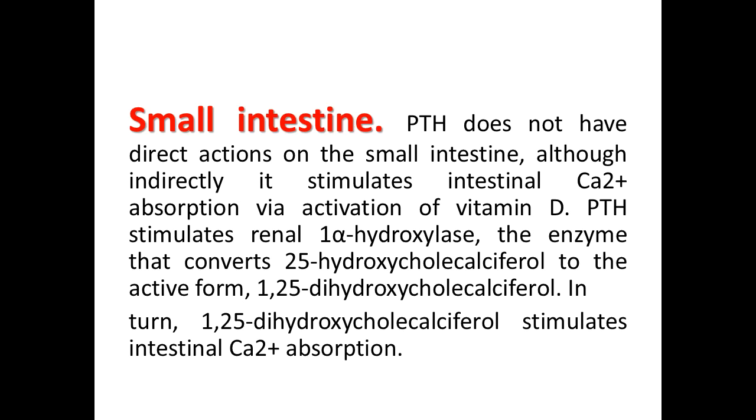What does that mean? That means the parathyroid hormone stimulates the renal 1-alpha hydroxylase enzyme that converts the 25-hydroxycholecalciferol to the active form of vitamin D, which is the 1,25-dihydroxycholecalciferol. In turn, the active form of vitamin D will act to stimulate intestinal calcium absorption. That's the meaning of indirect stimulation of parathyroid hormone to increase intestinal calcium absorption. The parathyroid hormone will stimulate increased intestinal calcium absorption via the activation of vitamin D in the renal tubules.